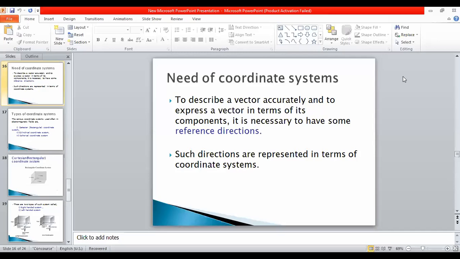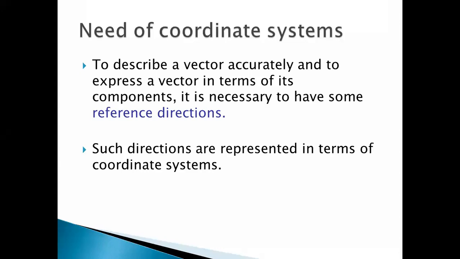So good morning, everyone. Today we'll start with the new point, that is different coordinate systems. In these coordinate systems, first we'll see what is the need of these coordinate systems, means why we are using these coordinate systems, what are the types of coordinate systems, and then we'll see one by one three coordinate systems in detail.